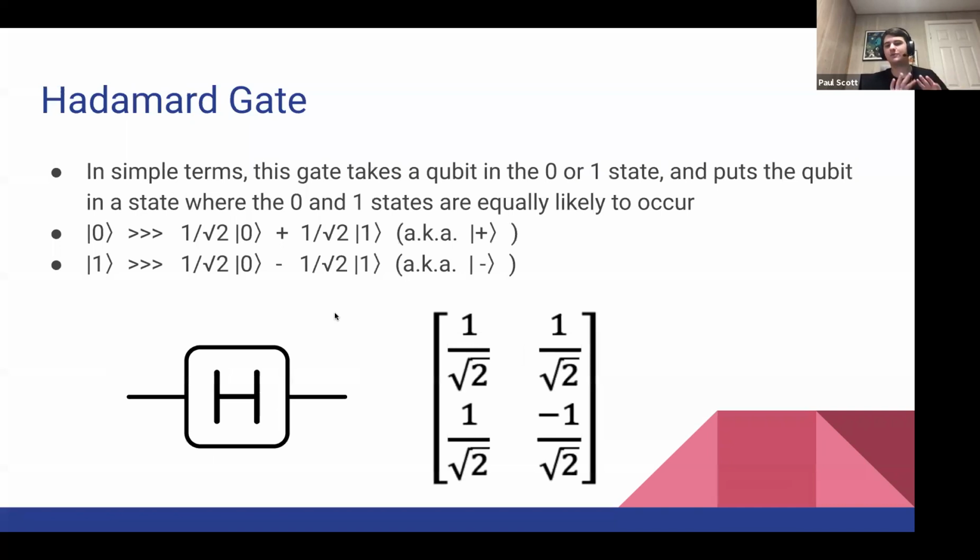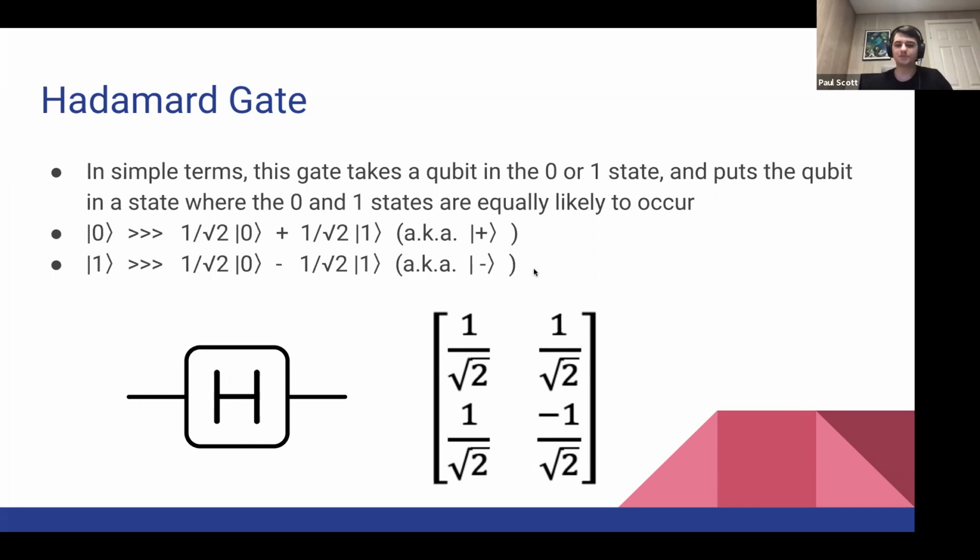And then finally, for 1-qubit gates, we're going to talk about the Hadamard gate. And this is probably one of the more complicated 1-qubit gates, at least in terms of its matrix. You can see here all of its entries are filled with 1/√2, and then the final entry is just the negative version of it.